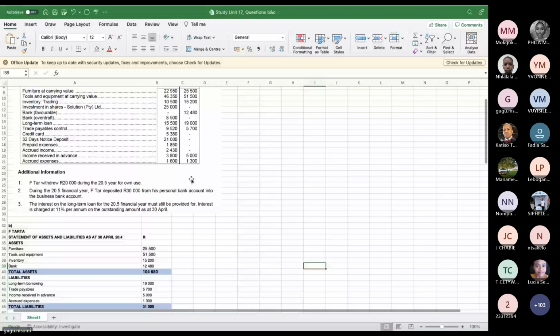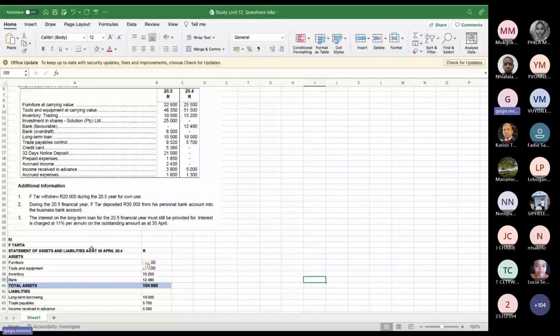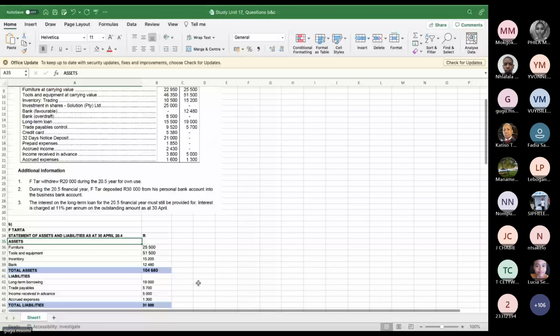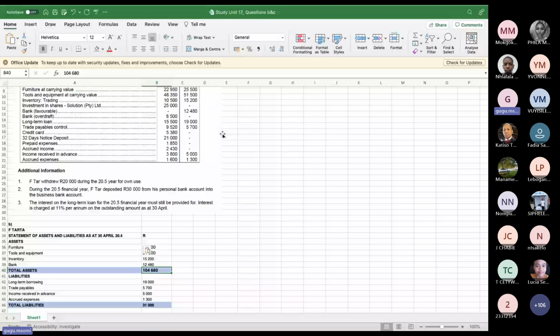So we will start with the financial position as at 30 April, then we'll start listing our assets. We know furniture is an asset, our tools and equipment is an asset, inventory is an asset, and the bank balance is an asset. When it says favorable, it means it's not in overdraft, so it's our money that we are using in the bank, not the bank's money. You plot that in as 12,480, and you sum it up, and that's your total assets. And then you'll move on to listing your liabilities based on the information provided.